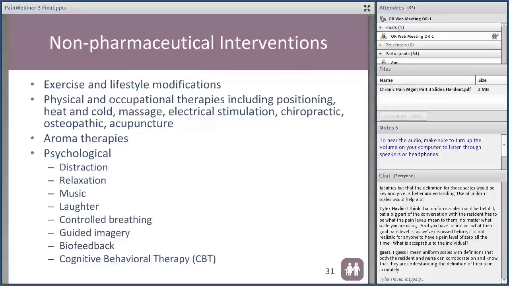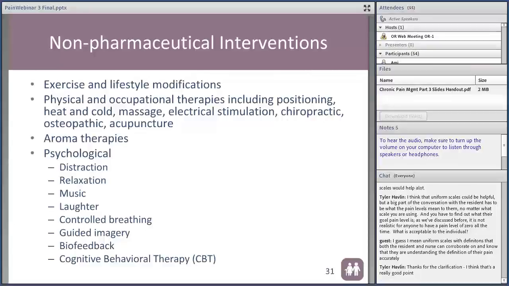Relaxation. What type of things can we do to help them relax more? Music, and make sure it's their kind of music and not our kind of music. What will relax them? Laughter. I know if I'm in a lot of pain and my boss comes along and makes me laugh, I'm still in a little bit of pain, but at least it's reduced the intensity some. So laughter is good. Controlled breathing, guided imagery, biofeedback, and cognitive behavioral therapy.